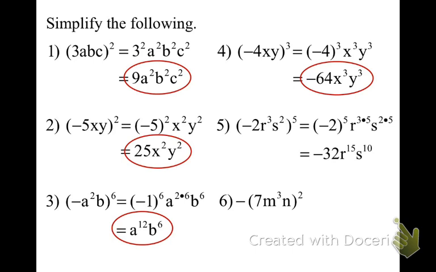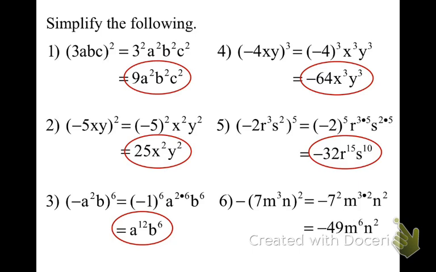Next one, it's going to be negative because it's outside the parentheses. 7 squared, m to the 6th, n squared. So it's -49, m to the 6th, n to the 2nd.